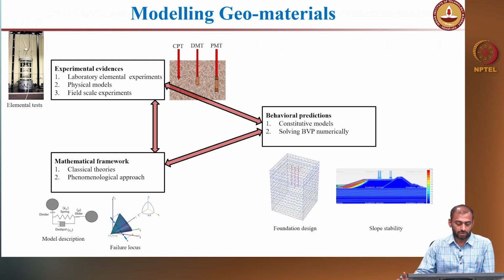You also do a lot of physical model studies, again starting from 1G tests, and you can extend it to NG tests using centrifuge models, and there also you try to understand the behavior. In the laboratory you typically do an elemental test, whereas with physical models you try to simulate the exact field condition, replicate it using model studies, and similarly try to solve a boundary value problem, right.